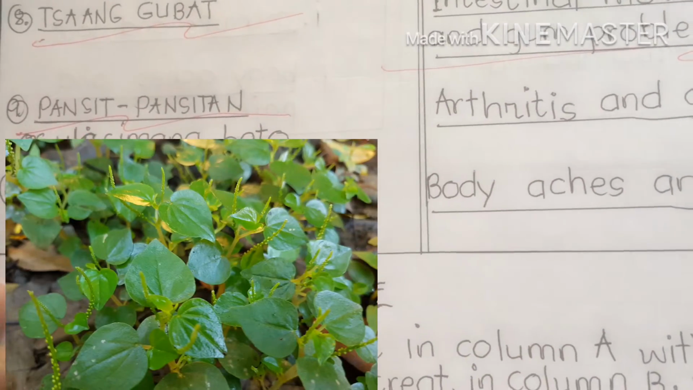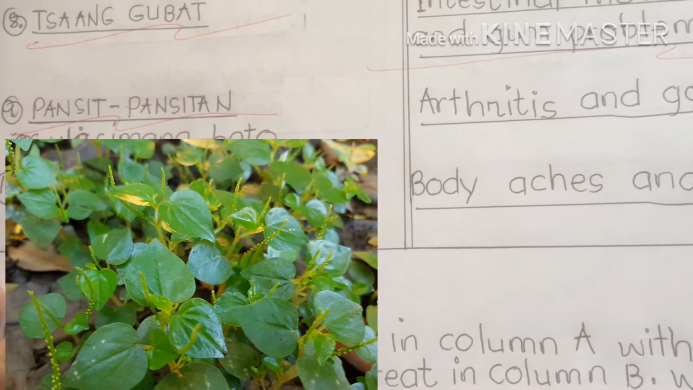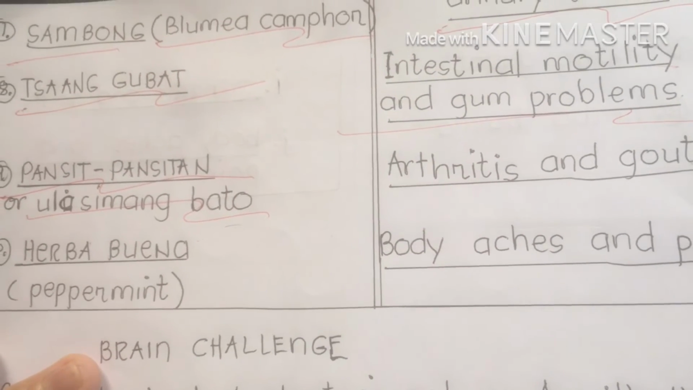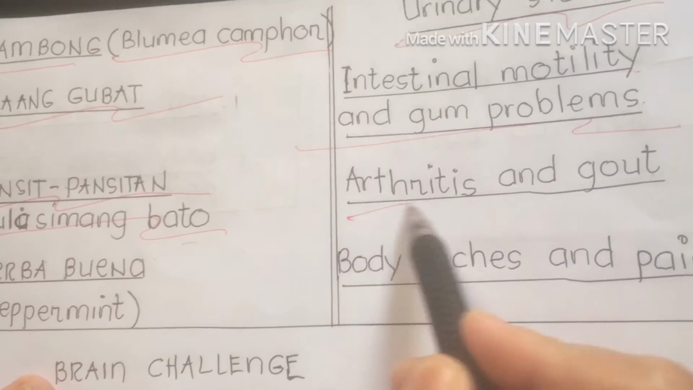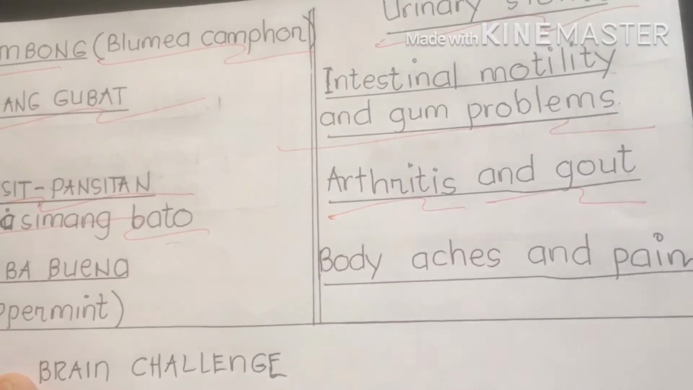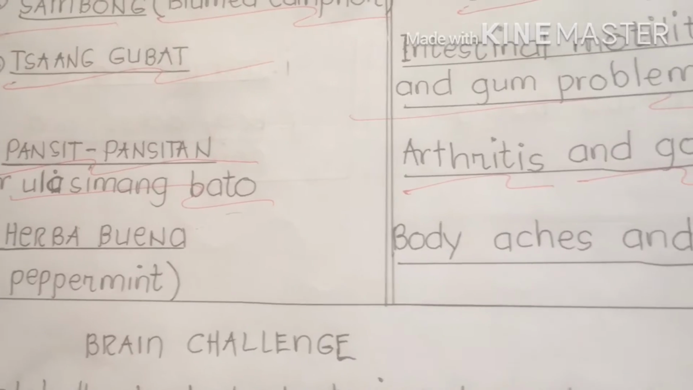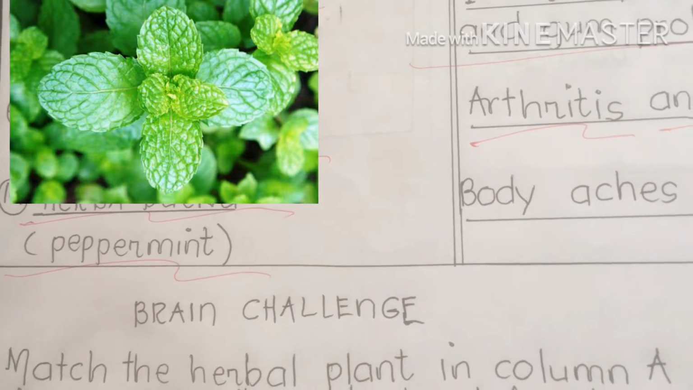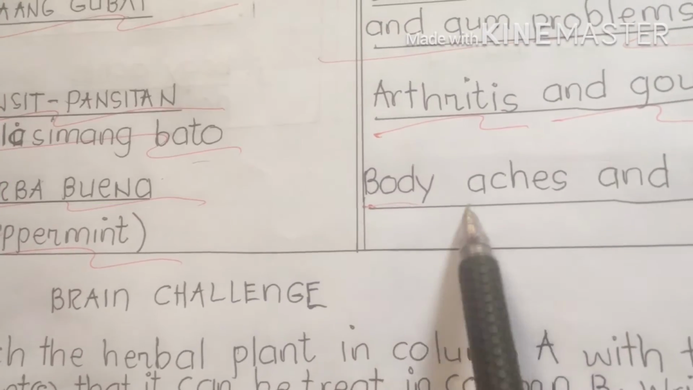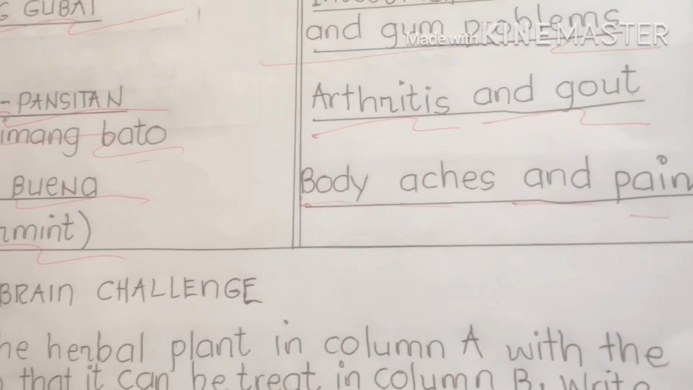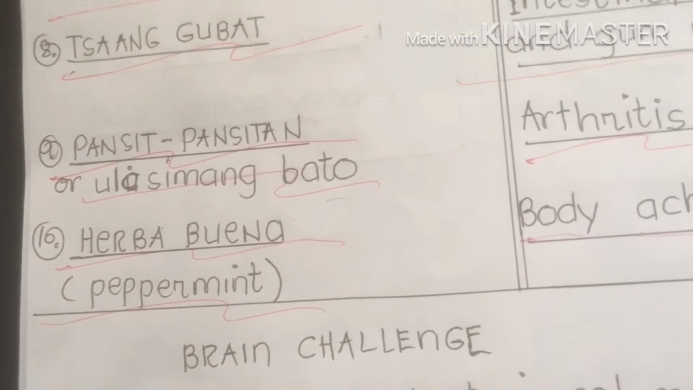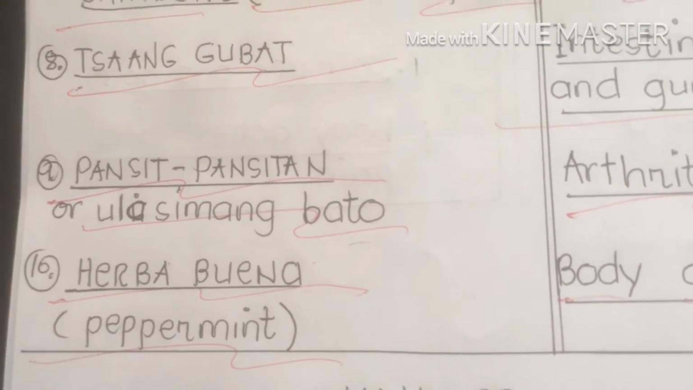Pansit-pansitan or Peperomia pellucida. That's pansitan. It's good for arthritis and gout. Number 10, yerba buena, class. Oh, that's very good. Or peppermint. It's good for our body aches and pain. Those are the medicinal plants.